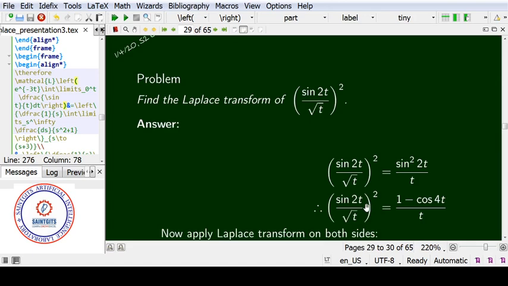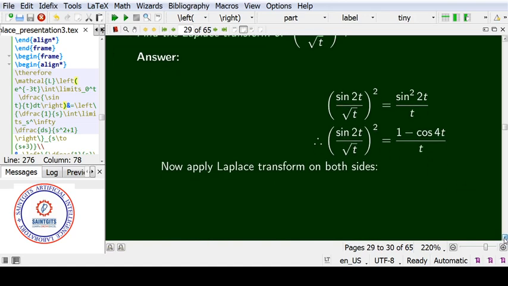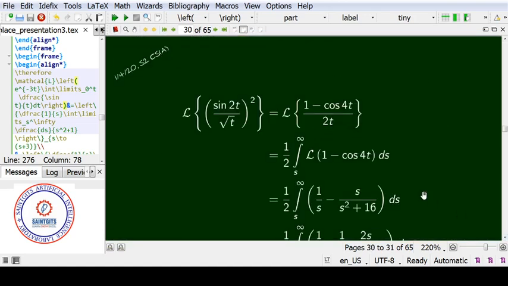So the expression becomes 1 minus cos 4t by t. Again division by t. Division by t leads to integration. So we use the Laplace transform formula. L of (sine 2t by root t) the whole square equal to L of the simplified expression, 1 minus cos 4t by 2t. I can take this 1 by 2 outside. Then the t in the denominator. Division by t is integral.